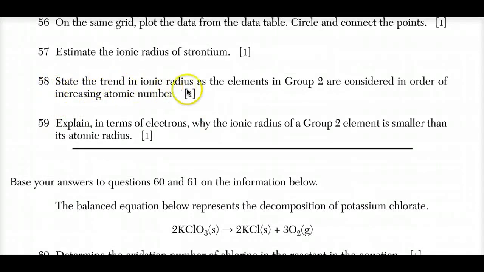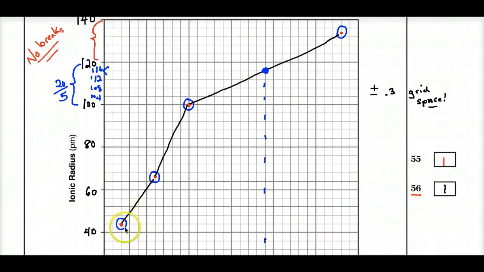State the trend in ionic radius as the elements in group 2 are considered in order of increasing atomic number. You probably don't need the graph because as you go down any column, the radius gets bigger. That's why we become more metallic. Electrons are easily lost because they're farther away from the positive nucleus. But if you need the graph, we'll go there. And you should look anyway because sometimes things aren't as obvious, but in any case, this is clearly going up as the ionic radius increases, as the atomic number increases. That's the basic trend here.